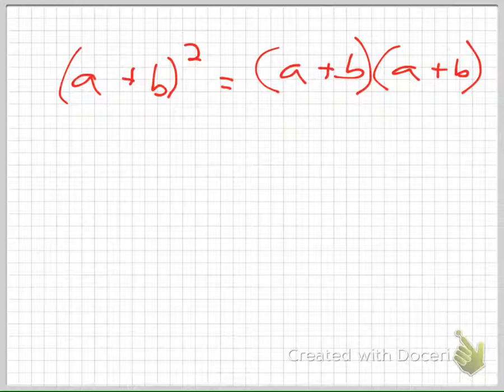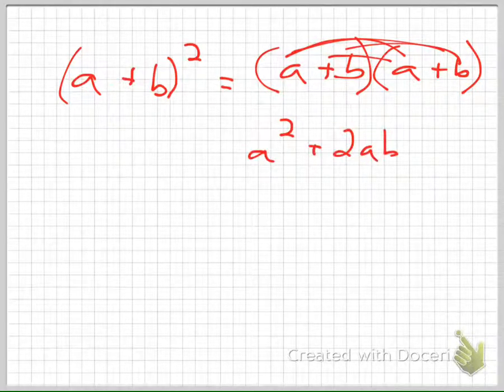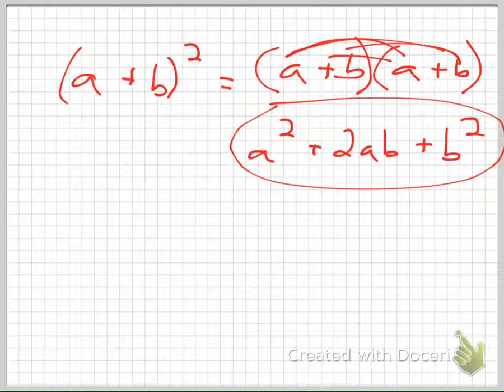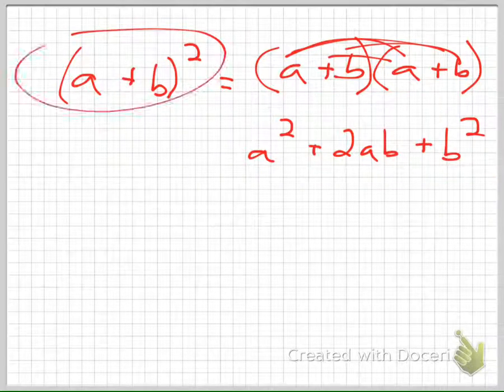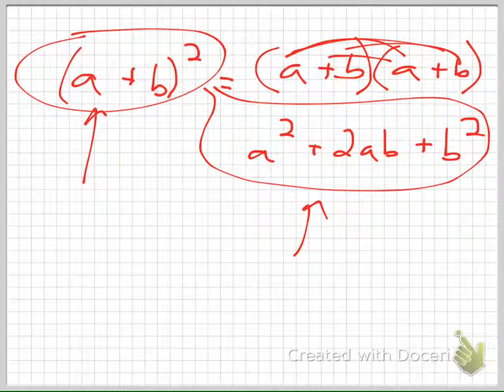Same thing? Okay. Which means that when I actually go and do it the long way, when I FOIL it, it comes out to a squared plus 2ab plus b squared. That is what this is. Like this and this are the same. One is written with the square, written this way. The other one has already been factored, and this one is not.